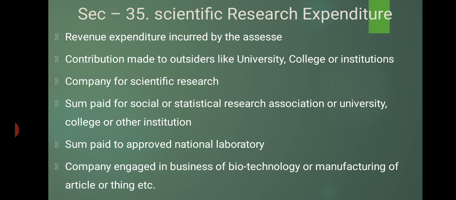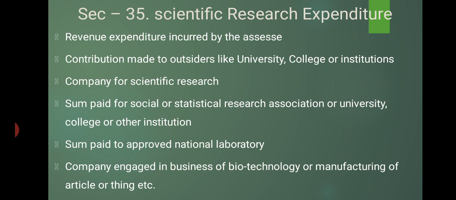Amount equal to the amount paid to a research association or a university which has as its object the undertaking of research in this respect. And any amount paid to an approved national laboratory, university, or Indian Institute of Technology (IIT) by an assessee, as a prescribed authority, will be eligible for a weighted deduction of 150% of the amounts paid.